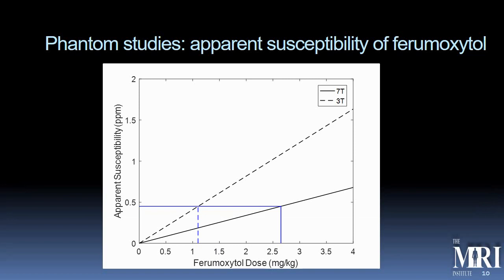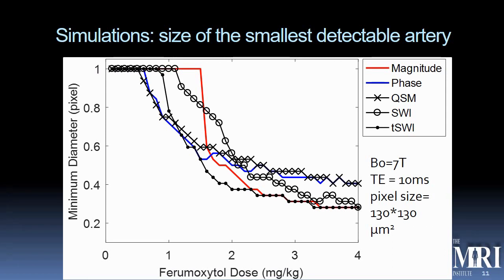For example, with a dose of around 2.5 mg per kilogram at 7T, the apparent susceptibility of the arterial blood will be close to that of normal venous blood, and this dose is much smaller at 3T, close to around 1 mg per kilogram. But what is the size of the smallest vessel that is visible at a certain dose, say 2.5 mg per kilogram? To answer this question, we performed simulations based on these relationships just determined in phantom studies.